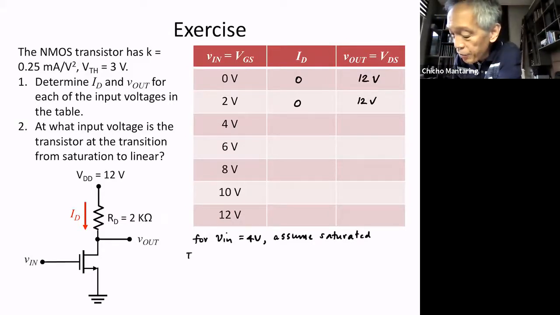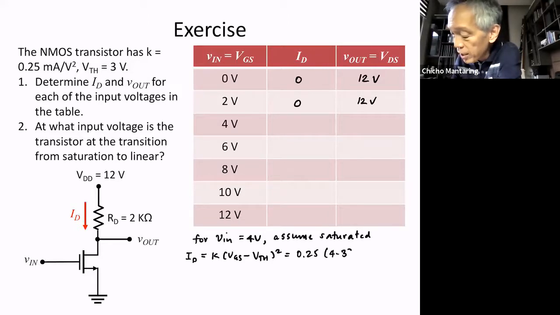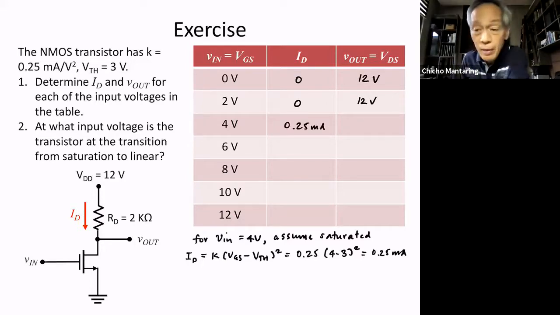So if we assume it's saturated, I sub D is equal to K times VGS minus VTH squared. So that's equal to 0.25. No? K is 0.25 MA per volt squared. So I'm going to want my I sub D to be in MA. So I'll just retain this, 0.25 MA. What is VGS? VGS is 4. VTH is 3. No? So this is 4 minus 3 squared. So this is just going to come out 0.25 MA. So what will be the value of V out? Someone? Anyone? Ano yung value ng V out? I want to hear the other people, please. What is V out?